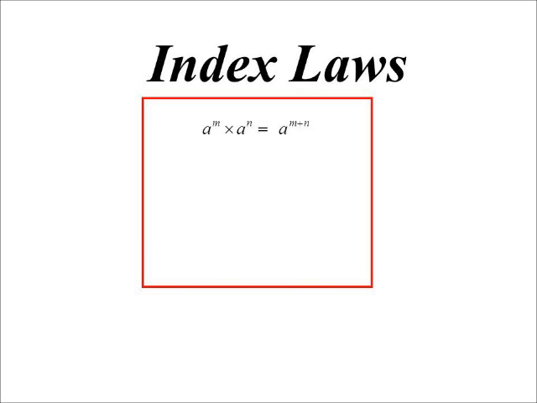And again, this should be embedded in our heads. Multiplying, of course, we add the powers. Divide, we subtract the powers. When we have the parentheses situation, that's when we multiply the powers. So that becomes a to the power of mn. Anything to the power of 0 is equal to 1, which is, of course, a lie, because that's not true.